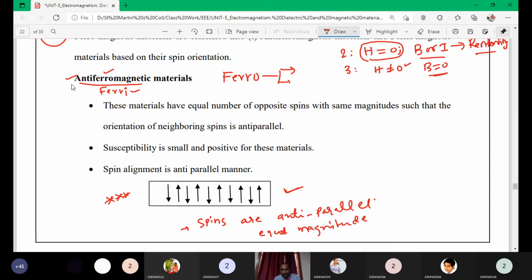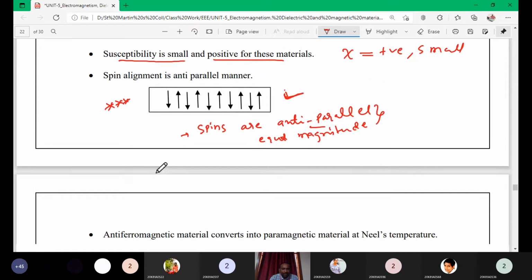This is a very important point. So spins are anti-parallel and equal, or you can write spins are of equal magnitude and anti-parallel. You have to draw this. Suppose they ask about antiferromagnetic material, you have to draw this one. After this, the susceptibility here is small and positive for this material. Small value, but positive. The same goes for permeability. You draw this and write this line: spins are anti-parallel and of equal magnitude.